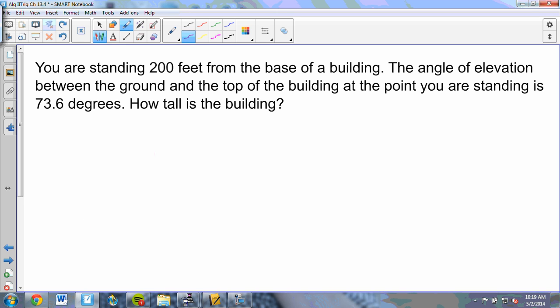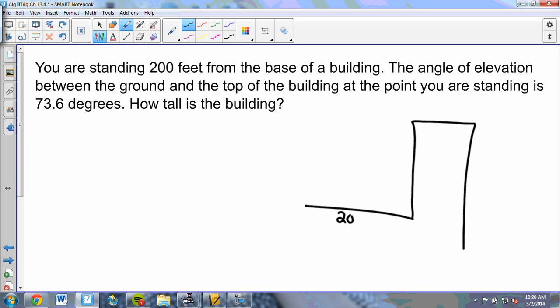So what we know is there's a building out here. We're standing 200 feet from it. And from the ground, the angle to the top is 73.6 degrees. And again, I know that picture's not accurate, and I don't care. Got a triangle and a building, I can play with this now. Well, how tall is the building? I'm trying to find this x. Trying to find that height. How am I going to find it?